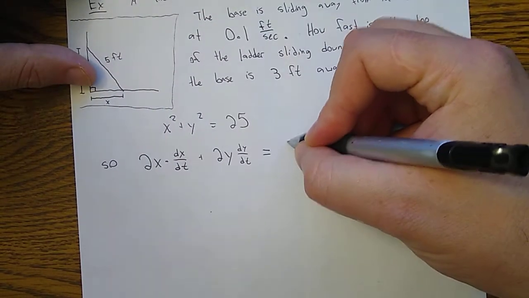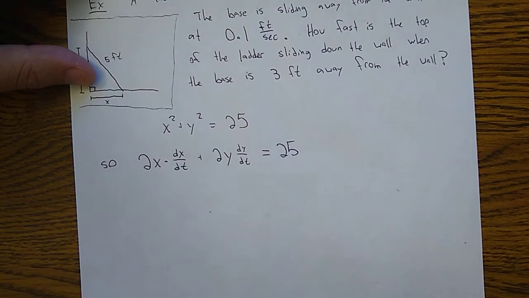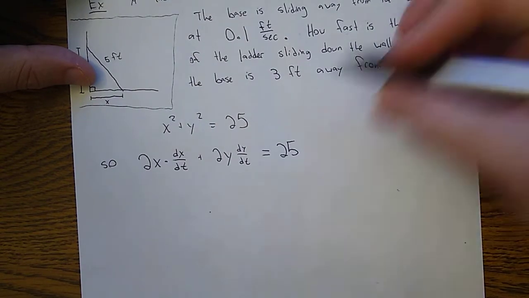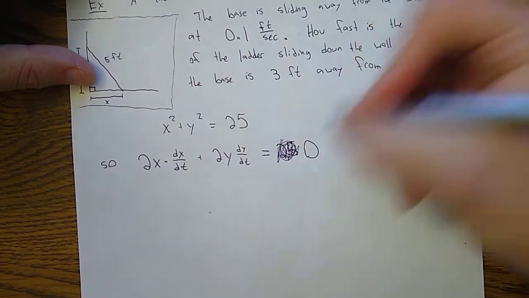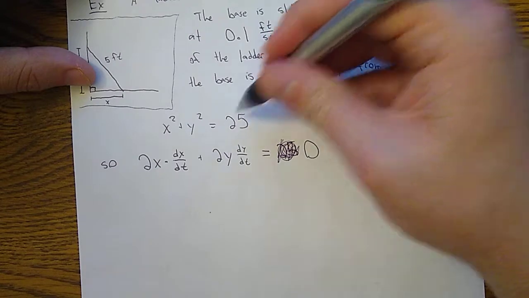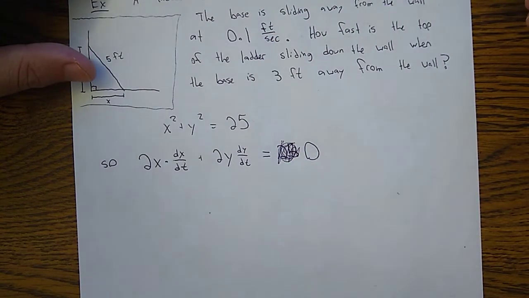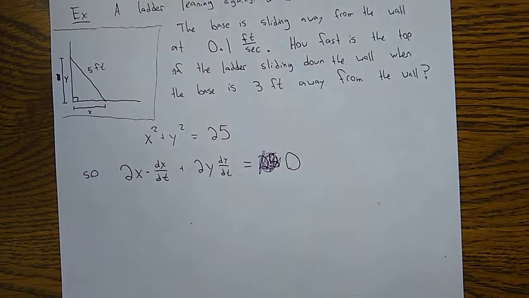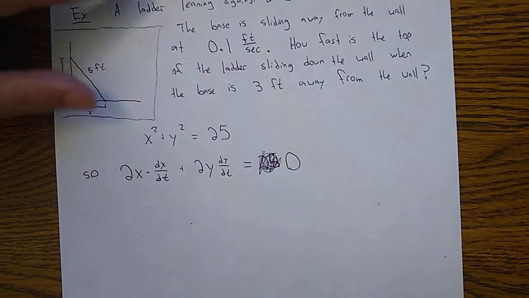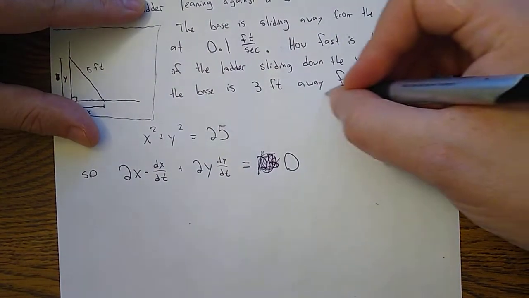Now, of course, it would be easy for me to just write 25 there without thinking very hard, but that's wrong. The derivative of 25 is 0. So don't forget to do the derivative of a constant if you get that. So here we are. Now I would like to plug in some values that are valid at the instant in question.